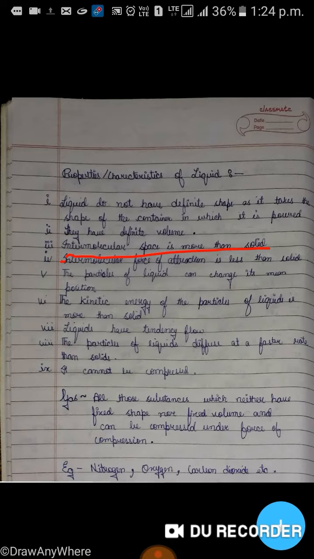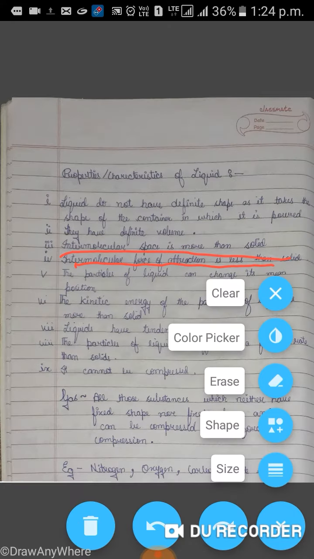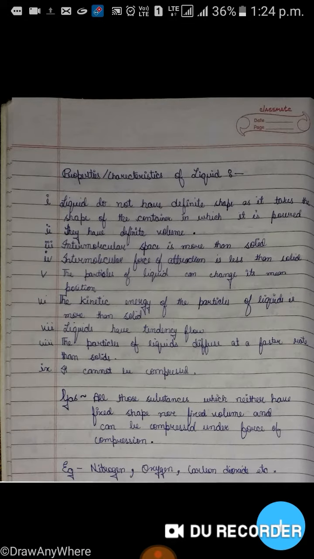Intermolecular space is more than solid. The space between the particles of liquid is more as compared to solids. Intermolecular force of attraction is less than solid, which means that the force of attraction between the particles of liquid is less as compared to solids.